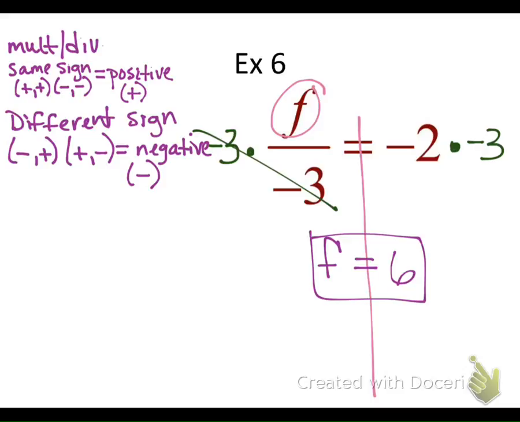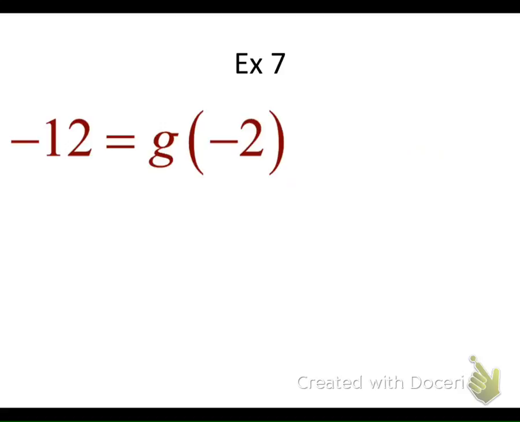Okay, so let's take a look at example number 7. Read this problem for me, Isaiah. -12 equals g, parentheses, -2. Okay, so the variable is touching parentheses. There's nothing that separates the variable from the parentheses. So what operation is that asking you to do?